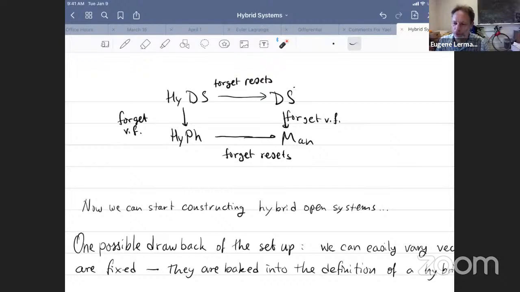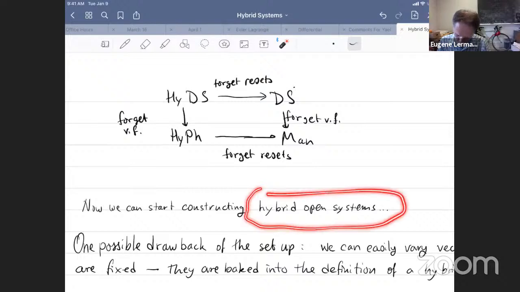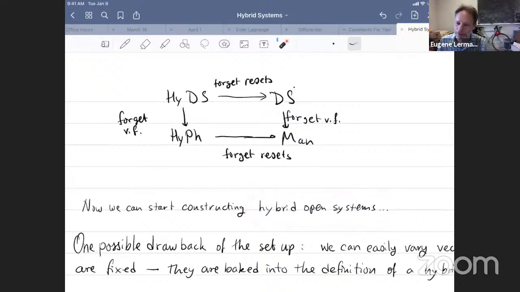But so what is it for? Well, I wanted to understand what hybrid open systems are. And so to do that, I really needed to understand products of hybrid phase spaces. So I wanted this category to be a category with products.